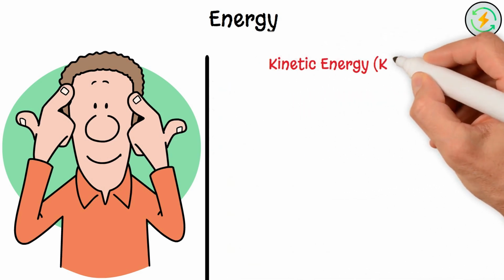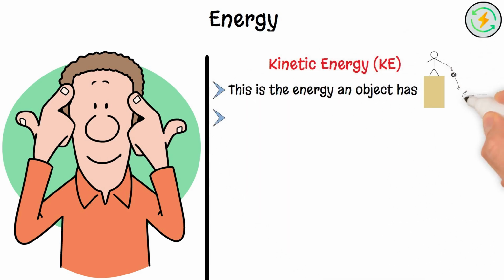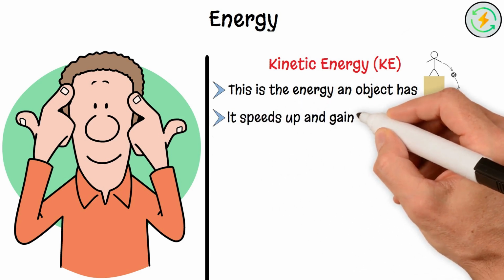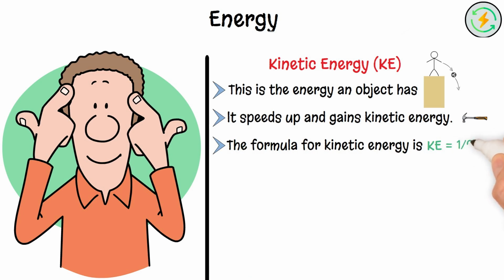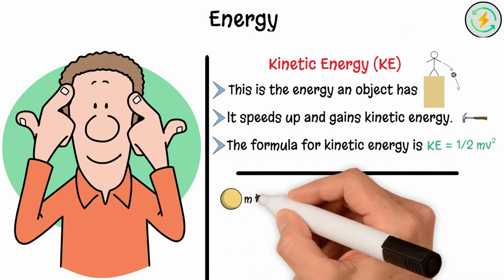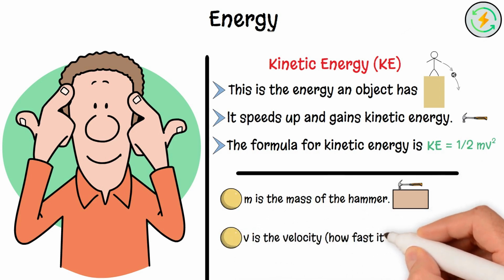Kinetic energy, KE. This is the energy an object has because of its motion. When the hammer falls, it speeds up and gains kinetic energy. The formula for kinetic energy is KE equals 1/2 mv squared, where m is the mass of the hammer and v is the velocity, how fast it's moving.